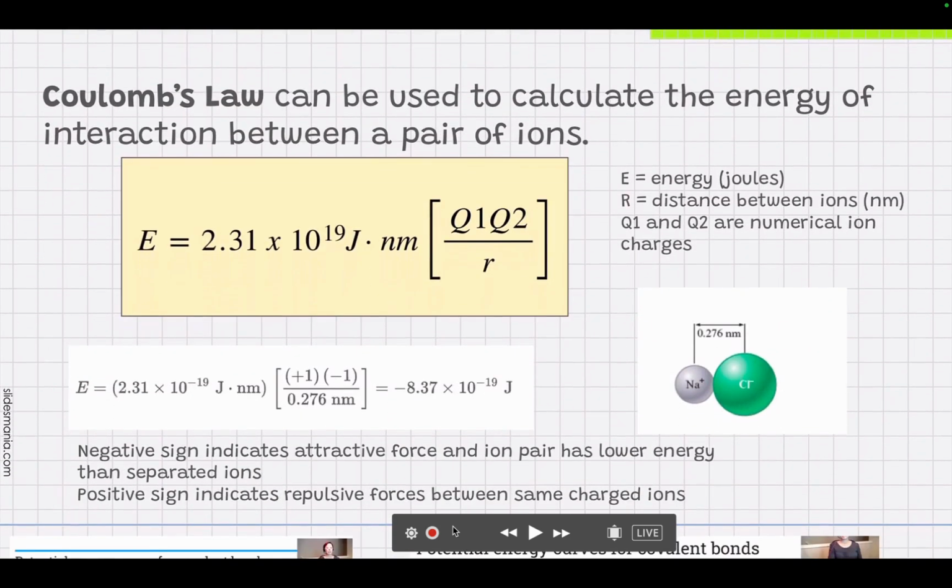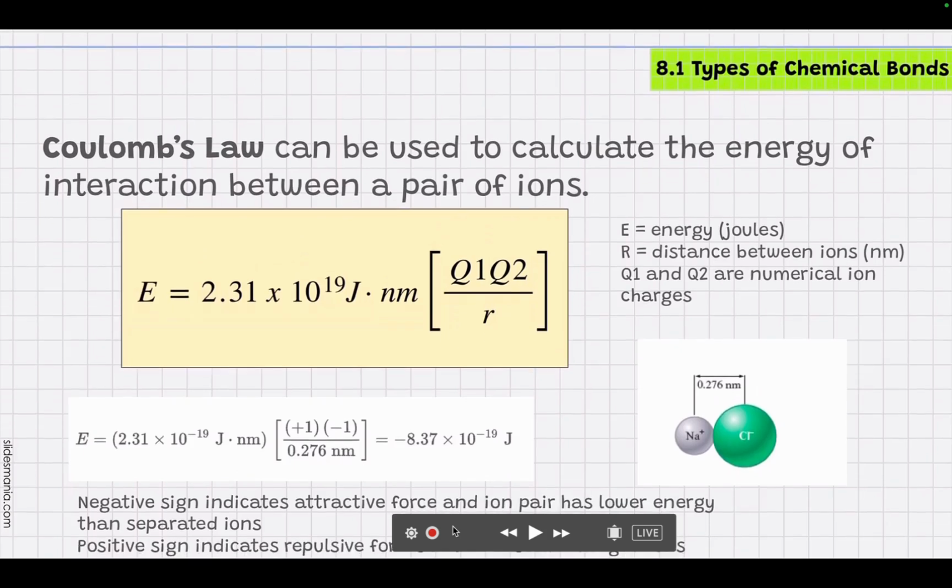Coulomb's law, we can use this for a lot of different things. On our formula sheet, this isn't technically Coulomb's law, but it's very related to it. Coulomb's law is that force: force is directly proportional to the charge of one particle times the charge of the other over the radius squared.